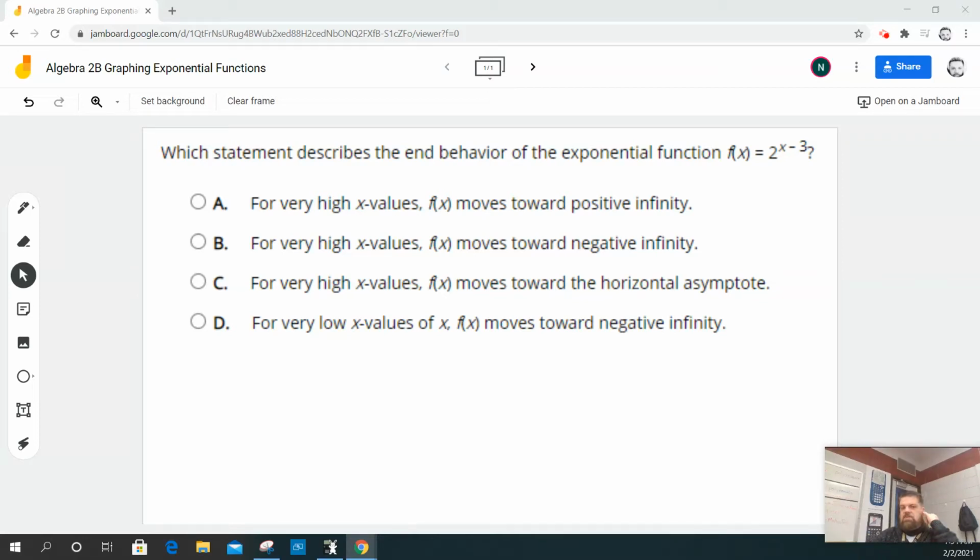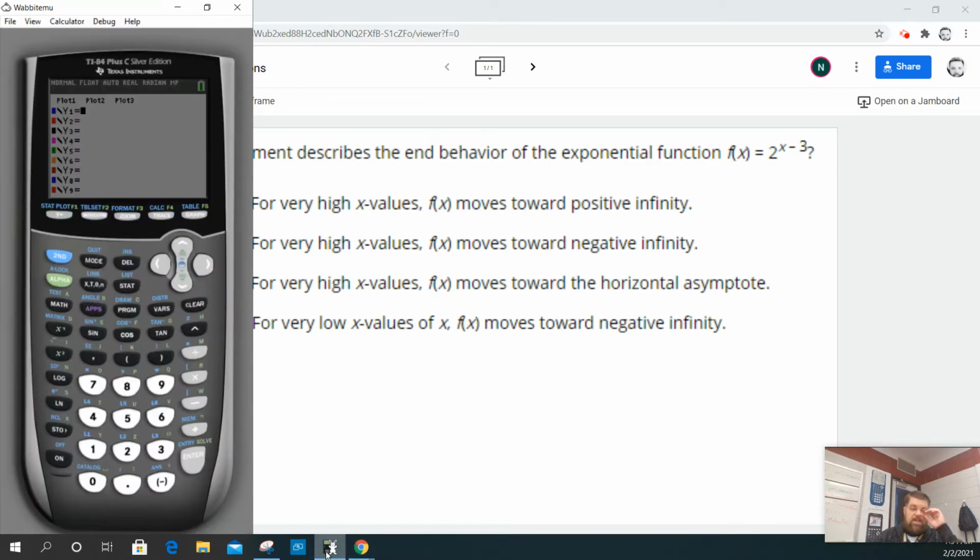All right, so this one says, which statement describes the end behavior of the exponential function 2 raised to the x minus 3? So the easiest way to look at end behavior is just to plug this into a calculator. So I'm going to hit the 2, and then I'm going to raise that to the x minus 3, and then I'm just going to hit graph.